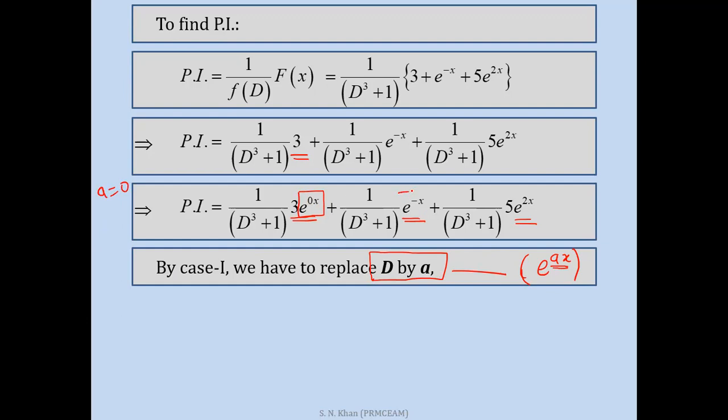For the second term, the value of a is minus 1, and for the third term, the value of a is 2.